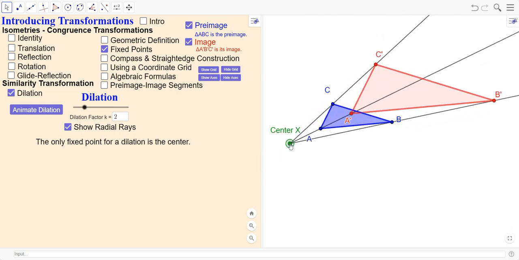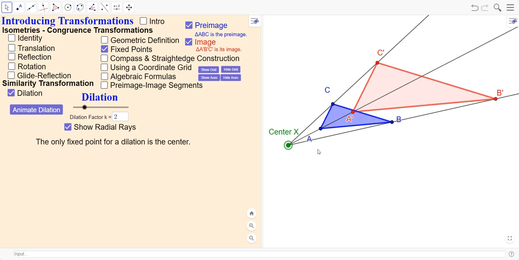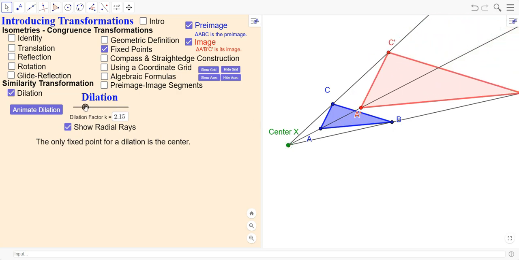Also notice, if the factor is bigger than 1, they will be in the order center, preimage, image. The preimage will be between the center and the image. If you have a factor bigger than 1, the figure will be bigger, right? Of course, if the factor is 1, that's the identity mapping.